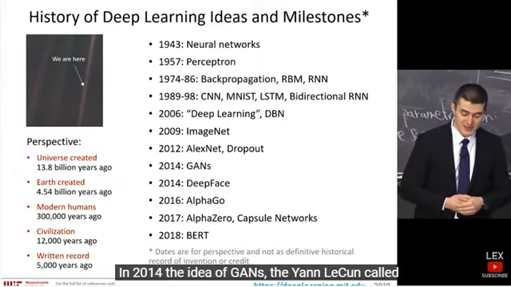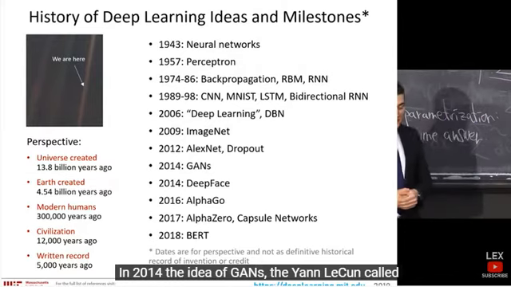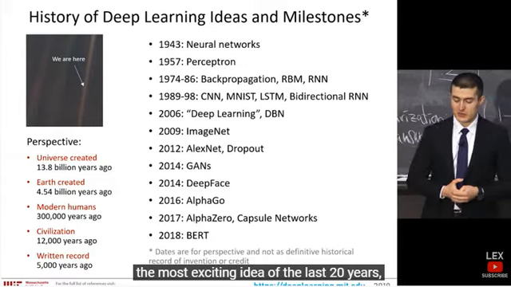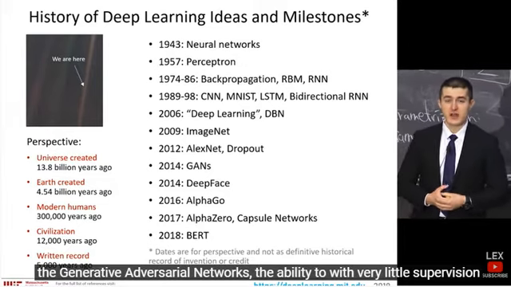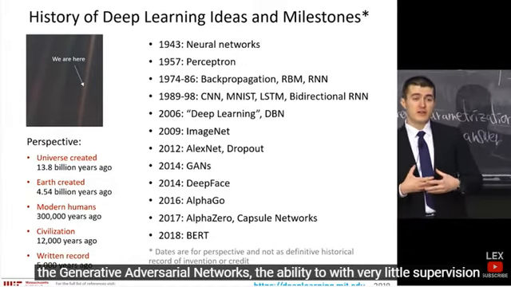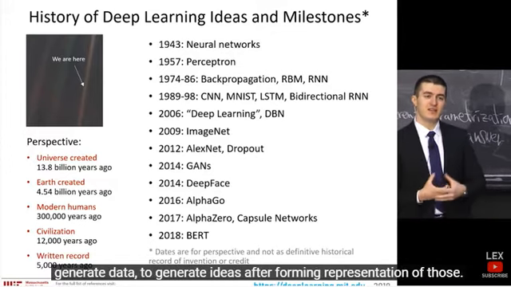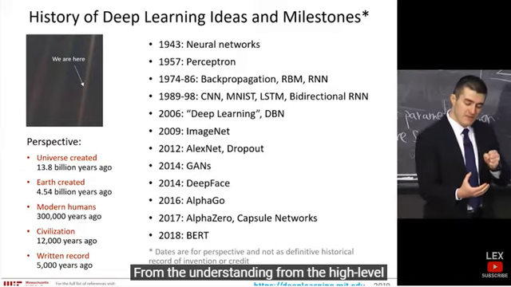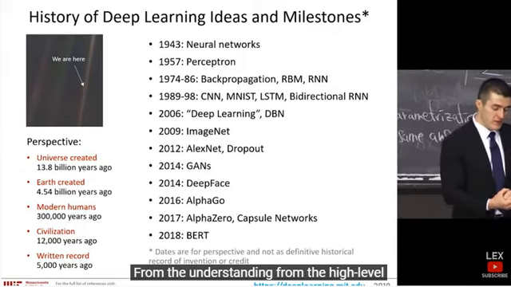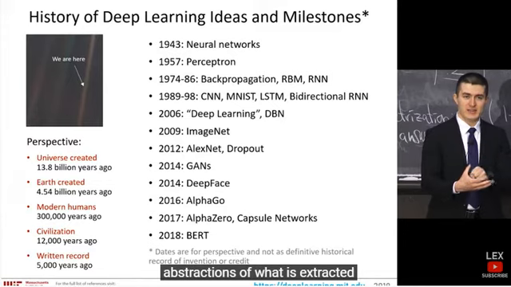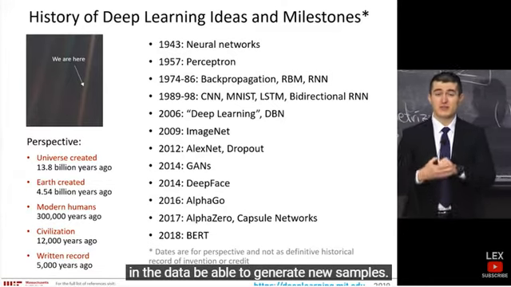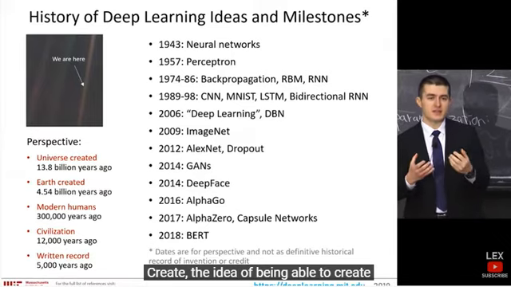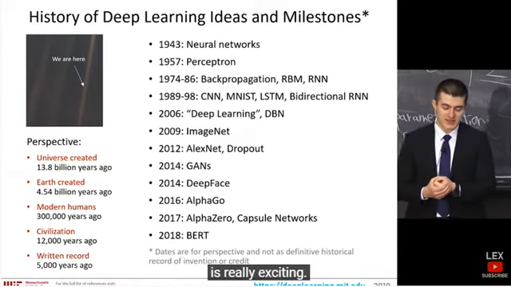In 2014, the idea of GANs, that Yann LeCun called the most exciting idea of the last 20 years, the generative adversarial networks, the ability to, with very little supervision, generate data, to generate ideas after forming representation of those. From the understanding, from the high-level abstractions of what is extracted in the data, be able to generate new samples, create. The idea of being able to create as opposed to memorize is really exciting.